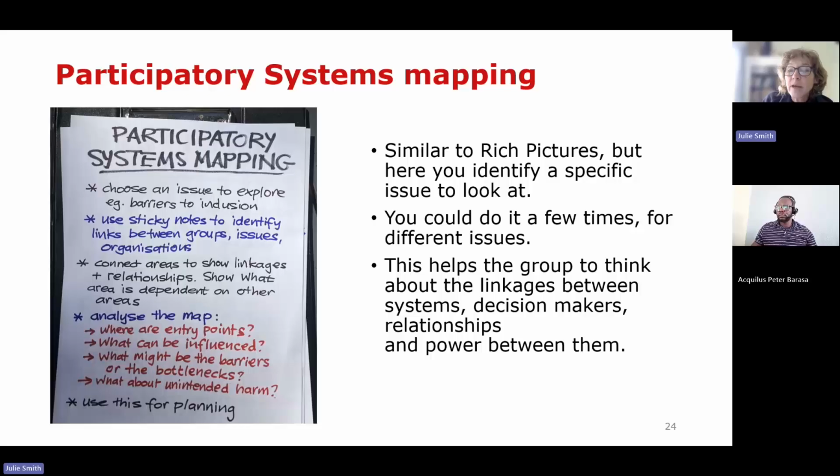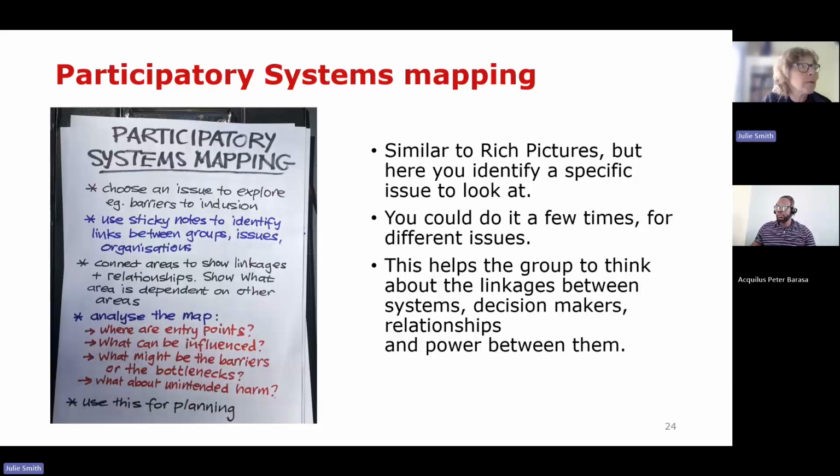And then you get people to look at the issues, the links between the issues, the barriers, the different organizations to show the linkages and relationships. So a bit like the previous one, you do it in small groups. You usually give people about 20 minutes, and then you get people to present and analyze their different maps. So this helps people to think about what are some of the linkages between things that you could perhaps try and then influence in a future project that you're planning.